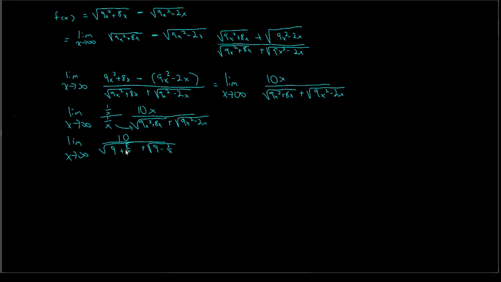So as x goes off to infinity, these go to 0, and I get 10 over root 9 plus root 9, or 10 over 6, or 5/3. And that's the limit of these two functions, battling each other out to see if they can race towards infinity on the positive side, or shrink down towards negative infinity on the negative side, and they peter out at 5/3.